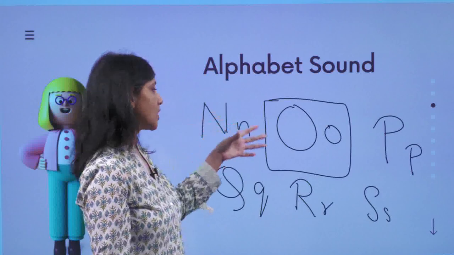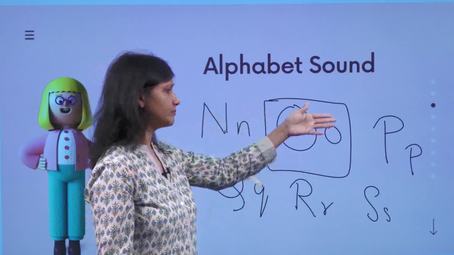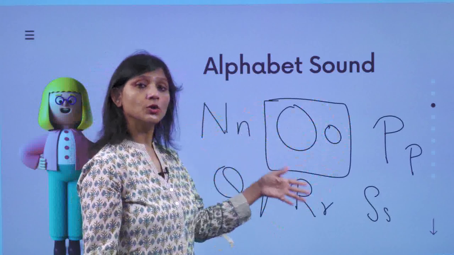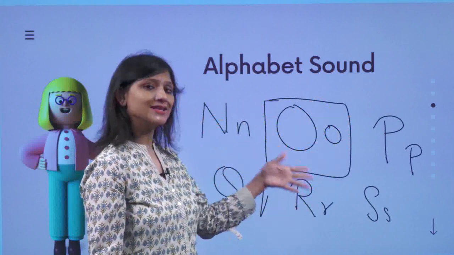So, N, nest. O, orange. P, parrot. Qu, queen. R, run. S, snail.